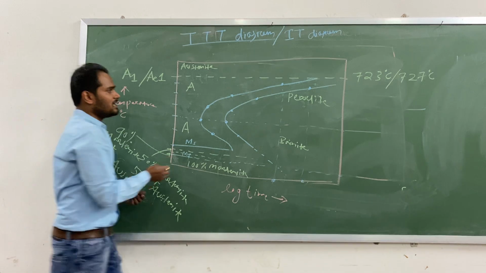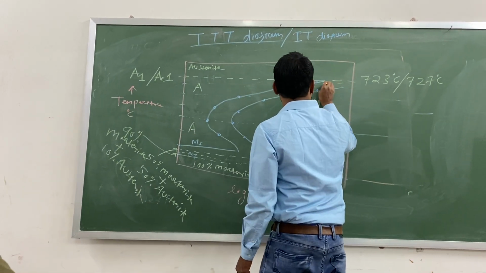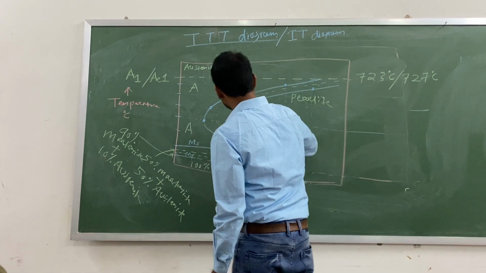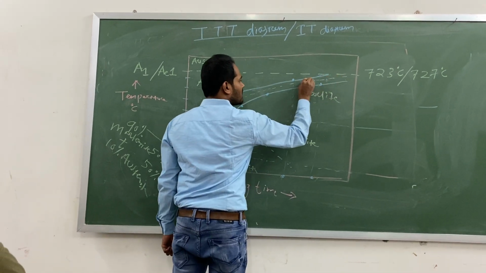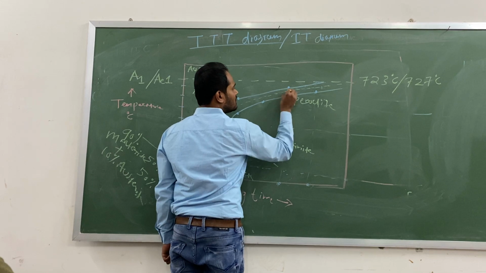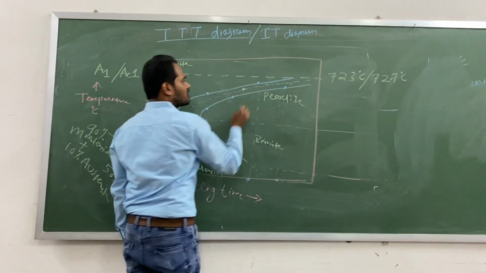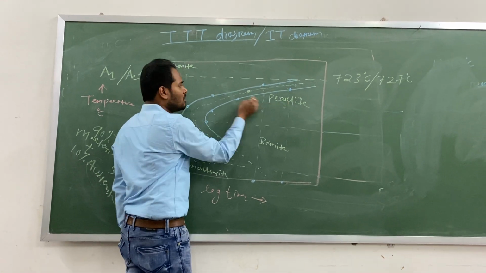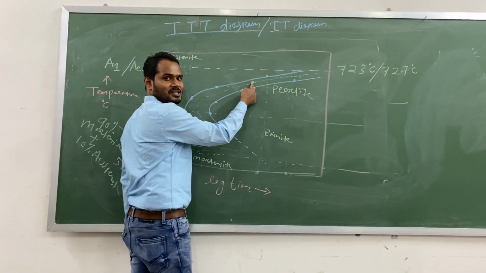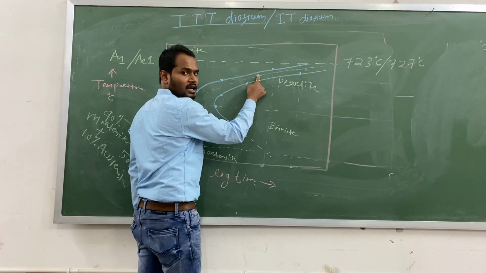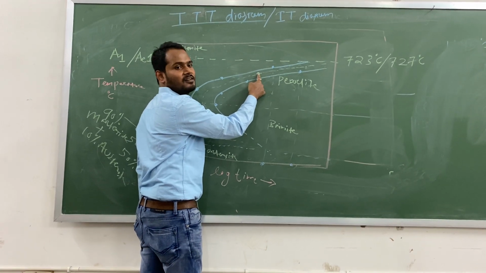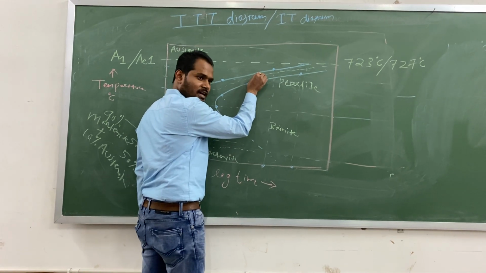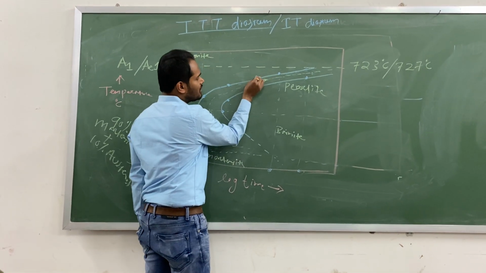Is it okay? Similarly, if I take a dotted line here, can you tell me, at this point, what will the phases be? Austenite is transformed into pearlite. It is okay? But in this condition, it is 50% actually. So austenite has transformed 50% to pearlite, but the rest 50% austenite is still there. So this condition will show you 50% austenite plus 50% pearlite.